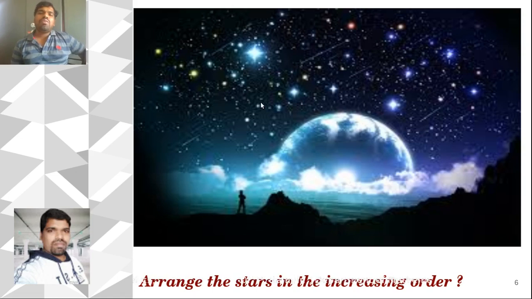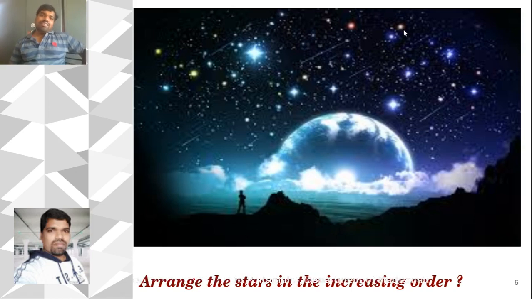We have recognized the biggest star in this picture. My question is, arrange the stars in increasing order. I want to choose smaller and smaller stars. First of all, I want to find the smallest star. In my perception, in between them, I feel there is some small star here.